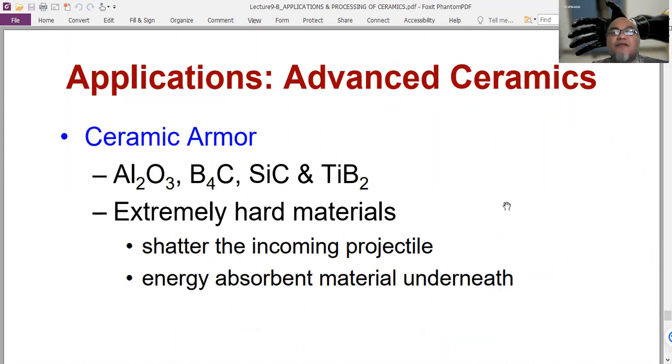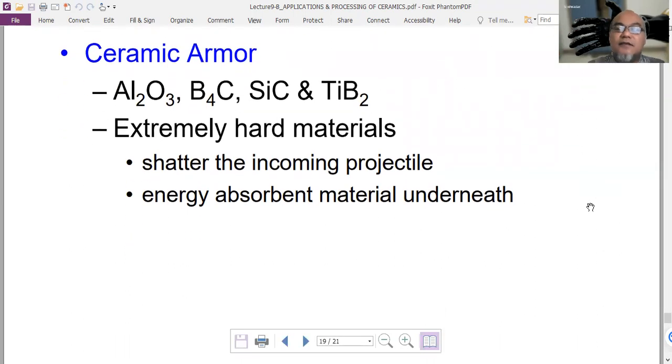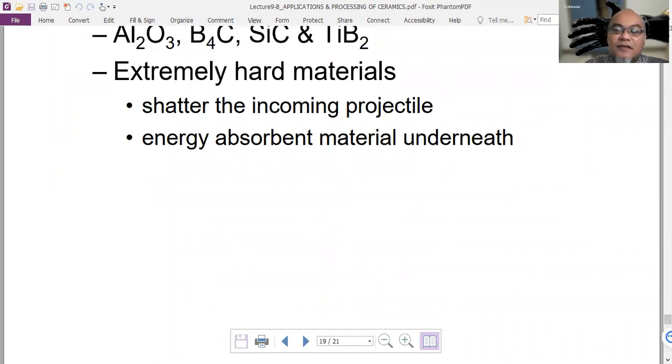Then an application of advanced ceramic. This is a ceramic armor. Remember, if you watch movies, police cops usually have this armor made from thin ceramic material, made from aluminum oxide, boron carbide, silicon carbide, or titanium boride. It's a very hard material. It will shatter the incoming projectile. The energy absorbent material is located underneath, usually coated with another polymer to absorb the energy, so that the shock doesn't give too much shock to the wearer.